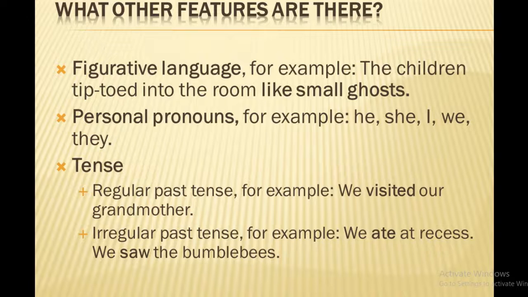And then the last is irregular past tense. For example, we ate at recess. Ate is the past tense of eat. Eat, ate, eaten. So ate is the past form of eat. And then, we saw the bumblebees. Saw is the past tense of see. We saw the bumblebees.